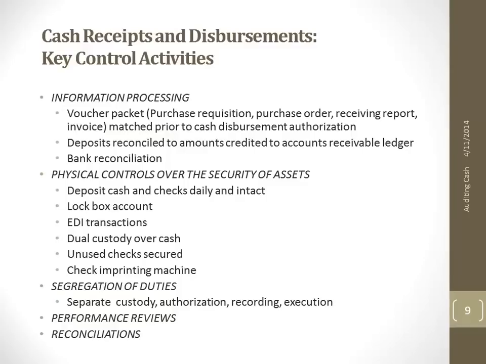Check imprinting machines should be safeguarded as well. Check signing machines should be safeguarded because that's a signature. So you want to see that there are proper physical controls over that. Obviously, segregation of duties: separate custody, authorization, recording and execution of the transactions. And what we mean by performance reviews is that someone is reviewing that these procedures are in place, as well as reconciliations, including bank reconciliations as well as reconciling other accounts such as accounts receivable or accounts payable, reconciling disbursements and deposits through those different accounts.